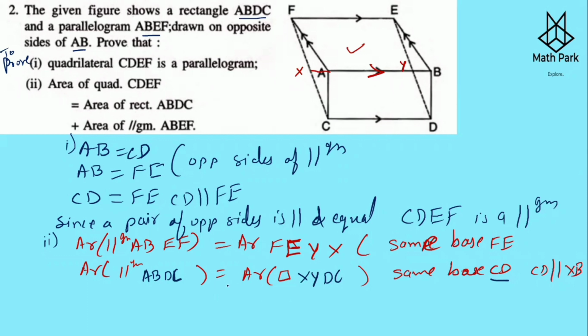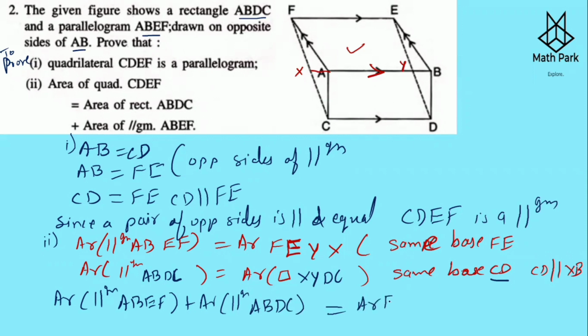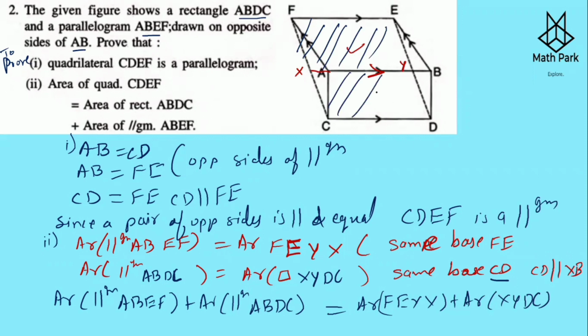If we add these two equations, we get the area of parallelogram ABEF plus the area of ABDC is equal to the area of FEYX plus the area of XYDC. FEYX and XYDC together make the parallelogram.